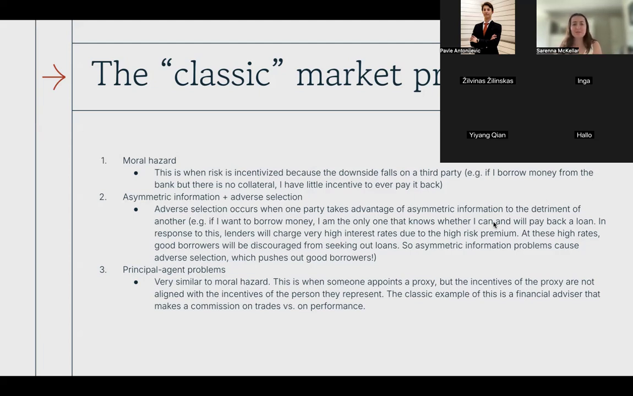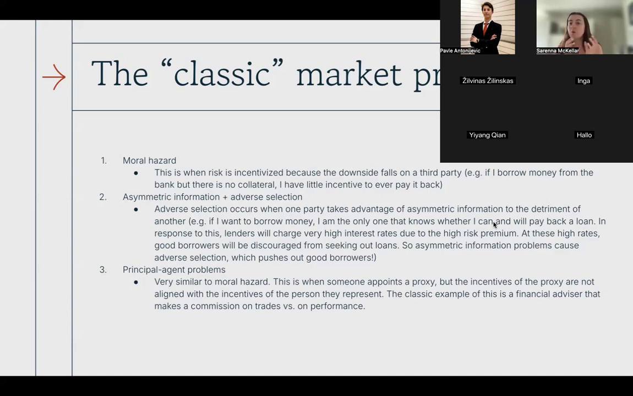The second is the asymmetric information problem, which leads to adverse selection, which occurs when one party basically takes advantage of asymmetric information that exists. So, this can cause something called crowding out of good lenders or good borrowers as well, which is basically imagine a world where there were no credit scores, or where there was no centralized way to learn the credibility of someone you were going to lend money to.